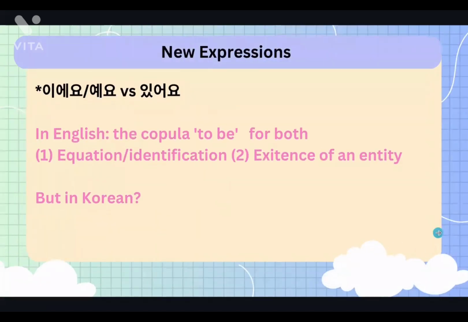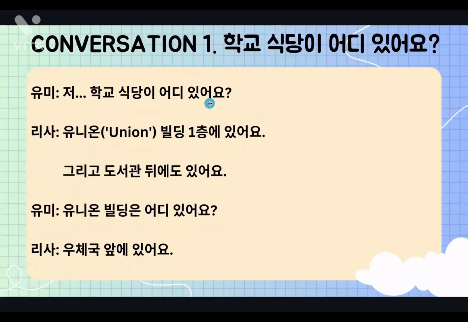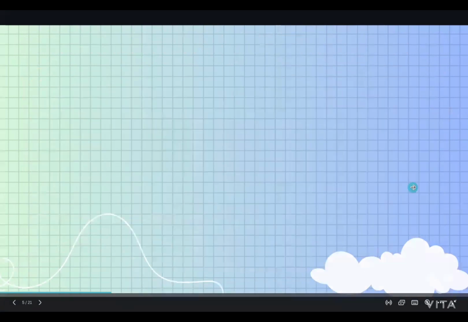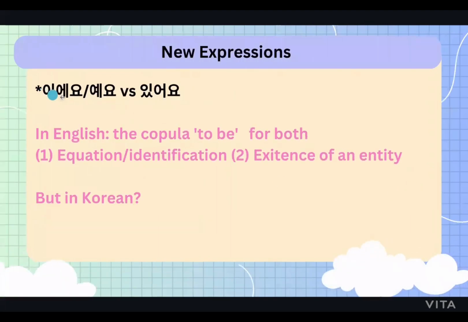Okay, so we already mentioned it. 자, before here, our conversation part, previous one, 있어요. 있어요, right? 자, then what does it mean 있어요? 자, 여러분 look at this part. 자, 이에요, 예요 versus 있어요. 자, these are actually the copular to be. So in English, the copular to be is used for both equation, identification, or existence of an entity, right?